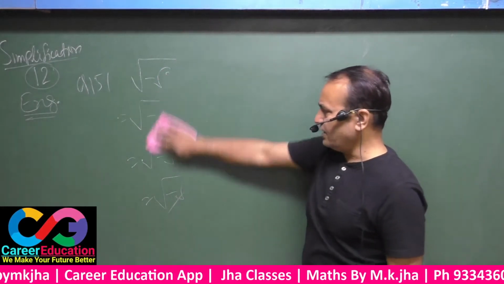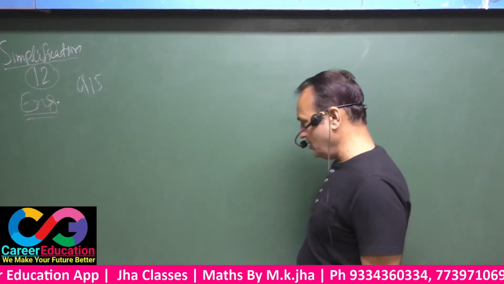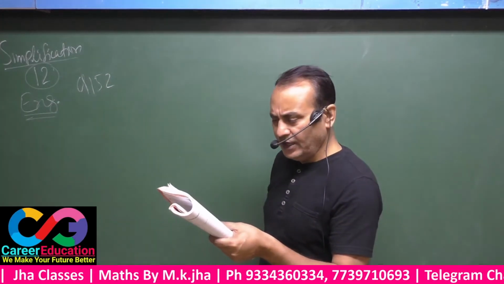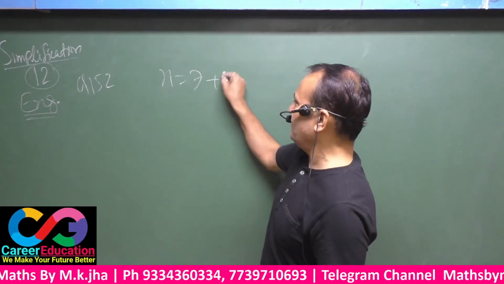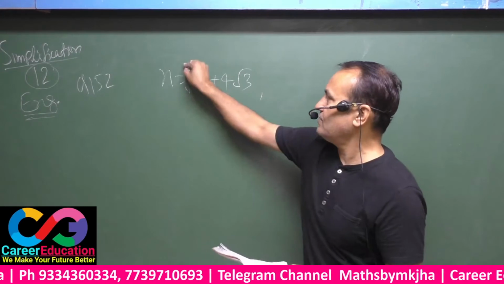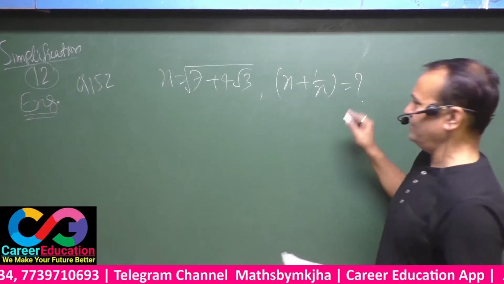Now the question is 152. 152 is again the same question. X equals 7 plus 4 root 3 and the demand is x plus 1 by x.